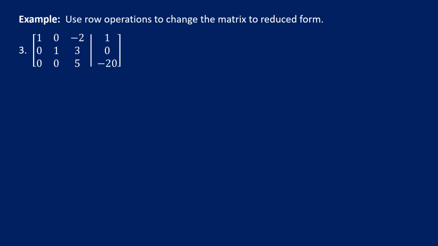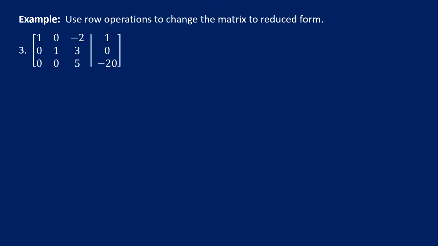Okay, now we're going to use row operations to change the matrix to reduced form. So once again, we're using those conditions and we're using operations to get this in the form that we want. First of all, in this matrix, with row 1 being 1, 0, negative 2, 1, row 2, 0, 1, 3, 0, and row 3, 0, 0, 5, negative 20, there are no rows that consist entirely of zeros. So we're good to go there.